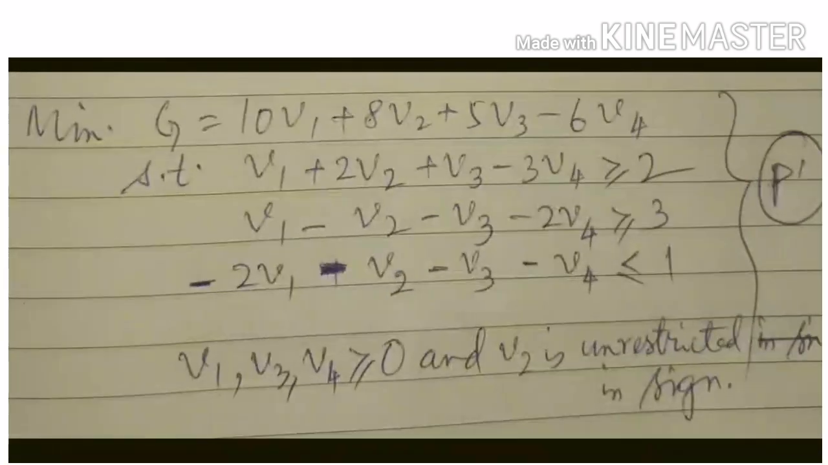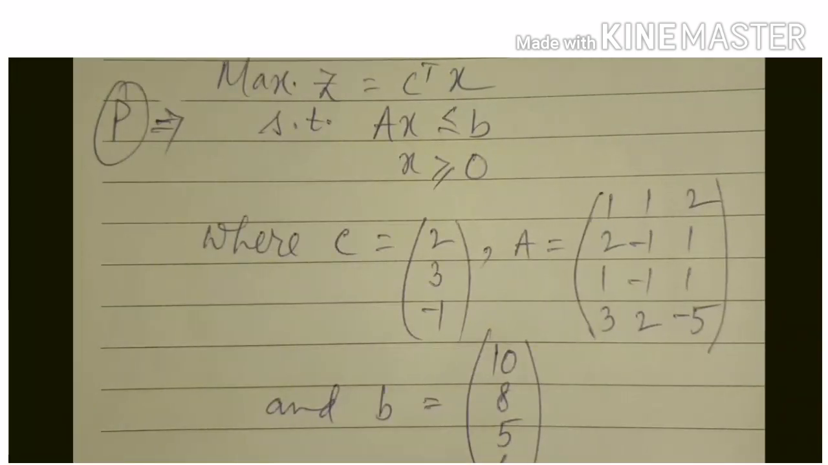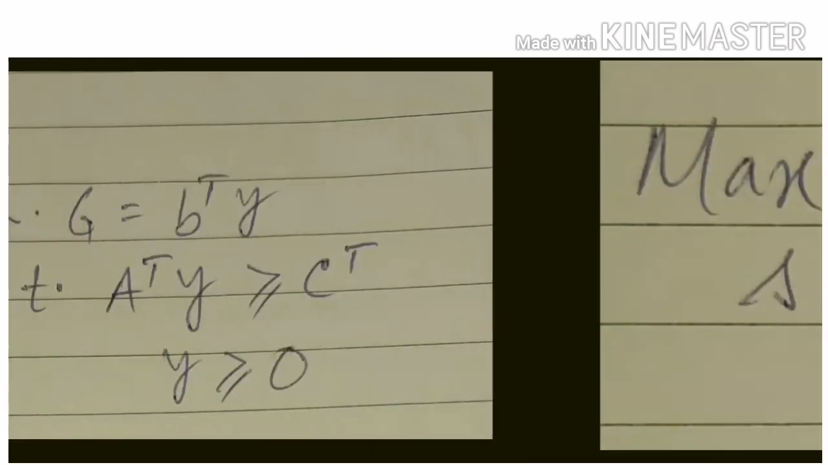That is, it is of the form max z = cx subject to Ax ≤ b, x ≥ 0, where c is given by the column vector 2, 3, -1. The coefficient matrix A is 1 1 2, 2 -1 1, 1 -1 and 3 2 -5, and the requirement vector b is given by 10, 8, 5, 6.